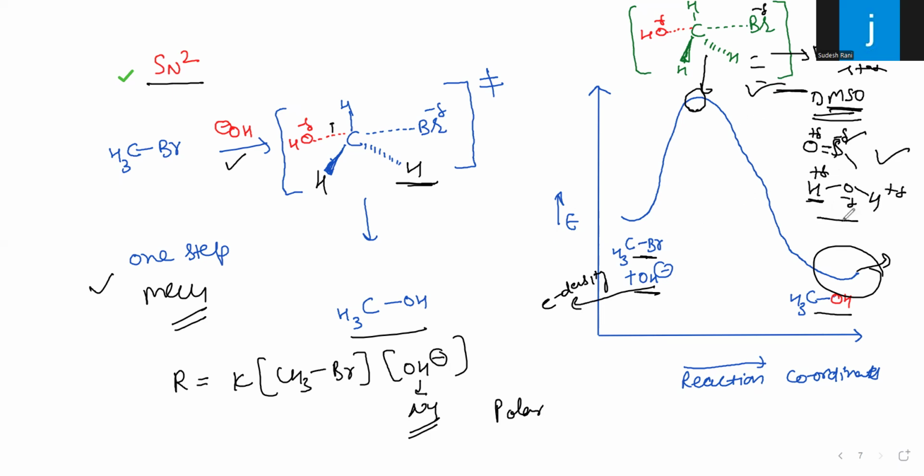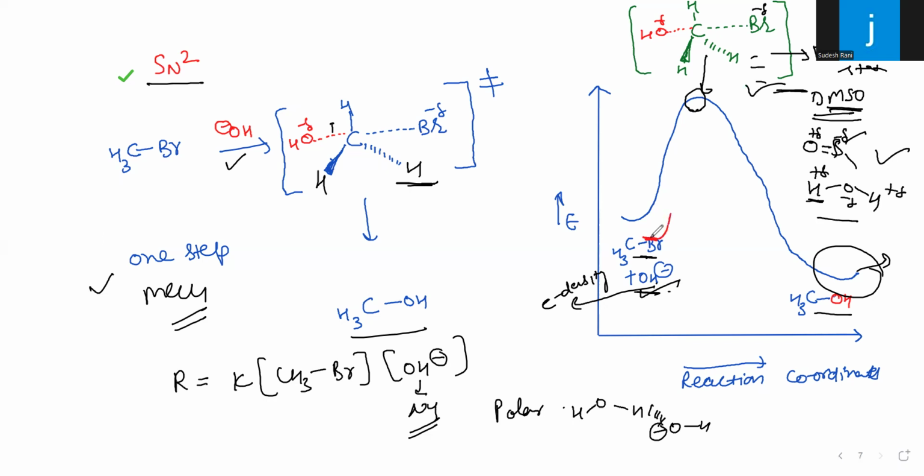But what is the role of the water molecule here? The water molecule also stabilizes this nucleophile, OH negative. These also stabilize the OH negative molecule. So if the water molecule stabilizes the OH negative molecule, it lowers the energy of the substrate. So the energy of the substrate gets lowered. See how? Here is the energy of the substrate, it gets lowered.